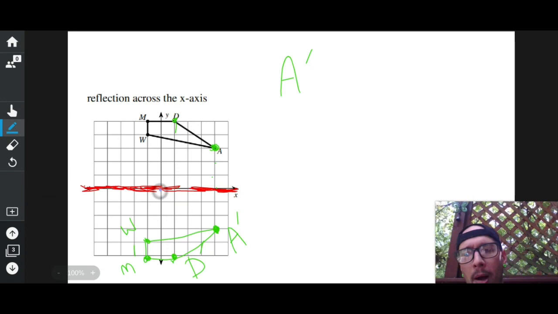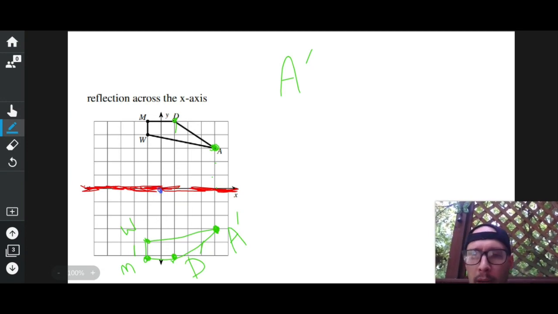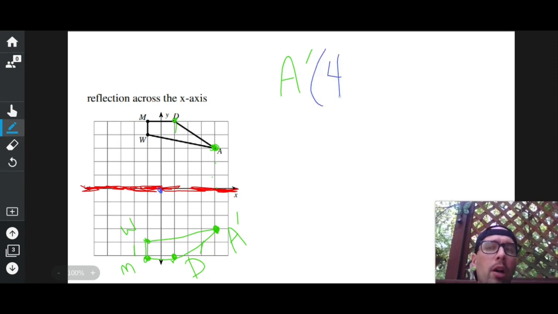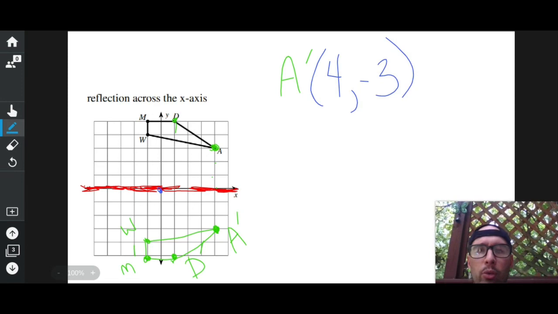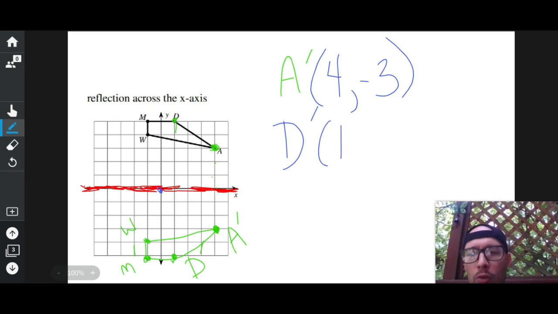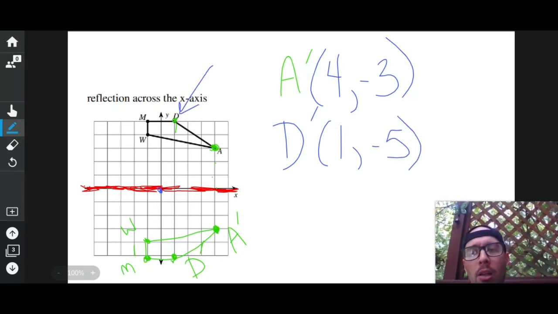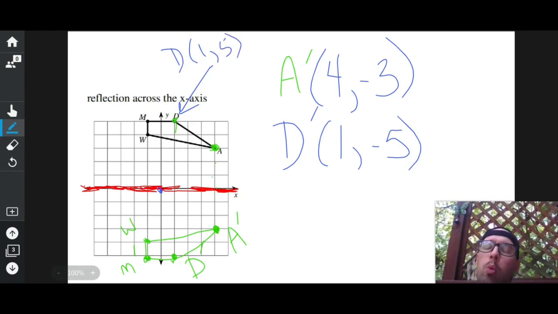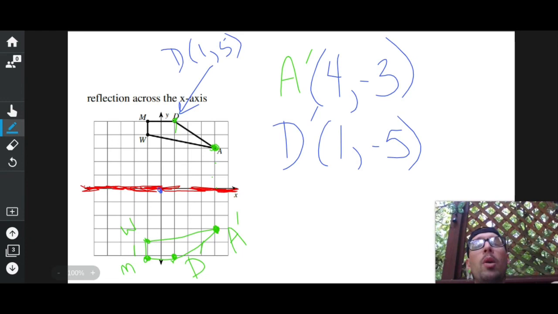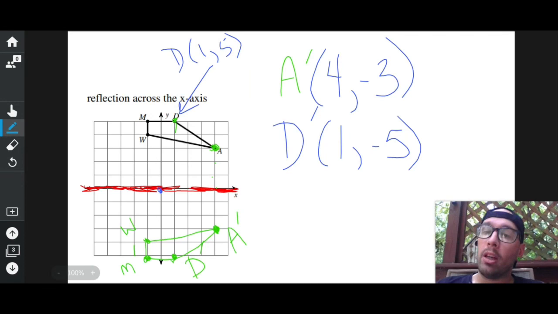If I were to start at my origin and count to A prime, I'd go right 1, 2, 3, 4, down 1, 2, 3. So right 4, down 3. Let's do D prime. Starting at the origin, the way I get to D prime is right 1, which is positive 1, down 1, 2, 3, 4, 5, so negative 5. The original D is (1, positive 5), but the new one is (1, negative 5). So when I flip it over the x-axis, the x stays the same, but the y value becomes its opposite.